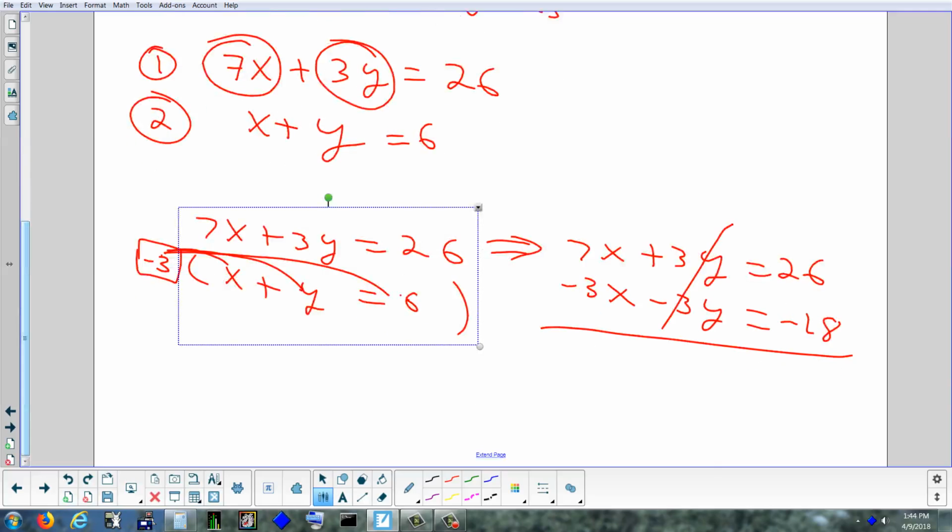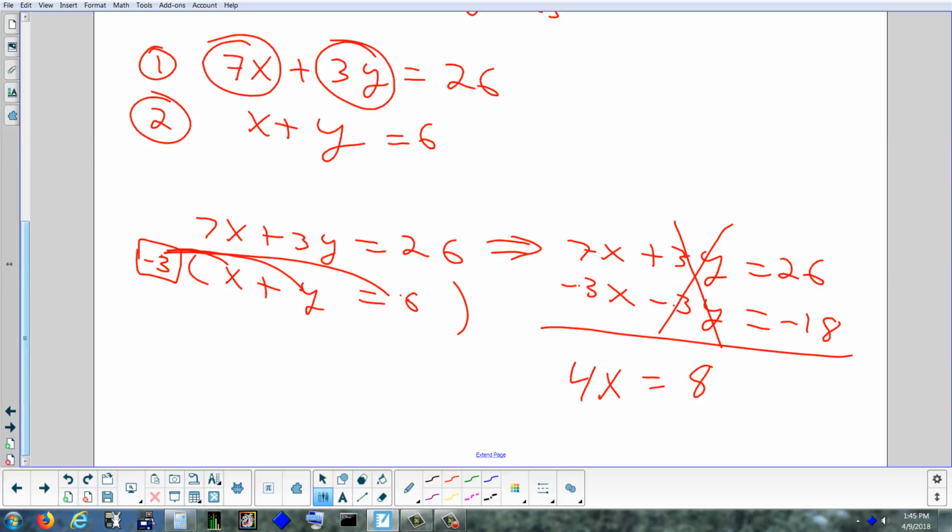The y's. How can we say that? Positive 3, negative 3, is 0. Positive 7 minus 3 is 4. 26 minus 18 is 8. Hold on. Yeah, it's 8. Everyone agree with 8? Yeah, that's right.